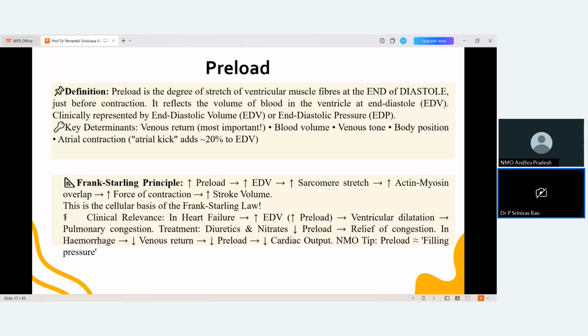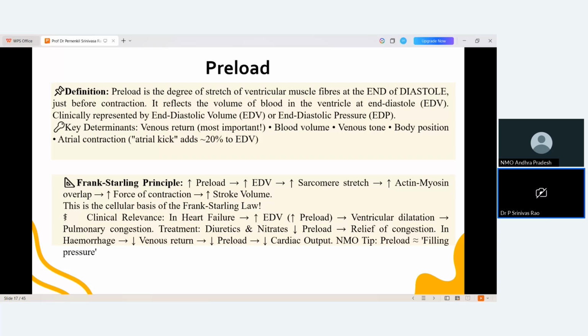So why is it important? In heart failure, what will happen? There is an increase in the end-diastolic volume. Here also, there is an increase in the end-diastolic volume, an increase in the preload. But because of the failure of the heart, there is ventricular dilatation. Whenever there was an increase in the end-diastolic volume within physiological limits, it causes a sarcomere stretch and an overlap between the actin and myosin.